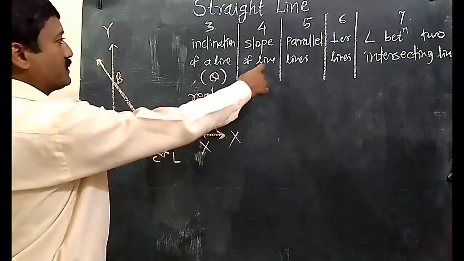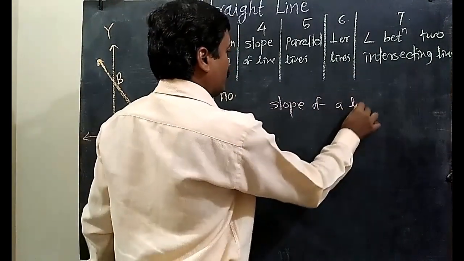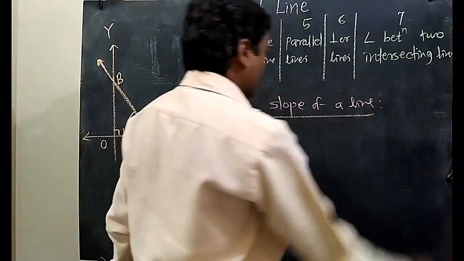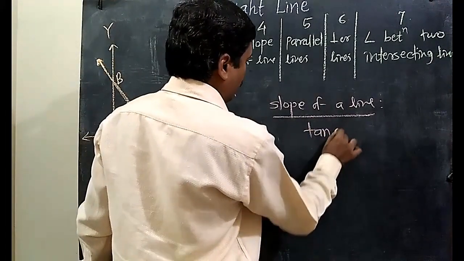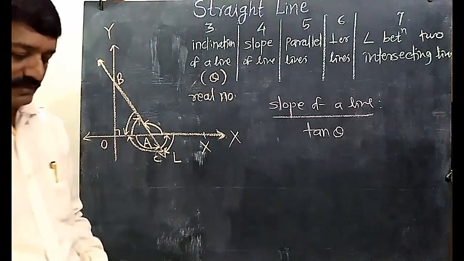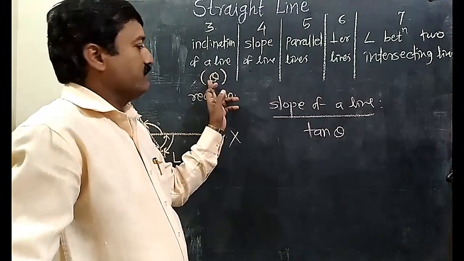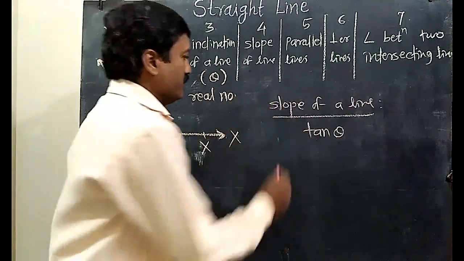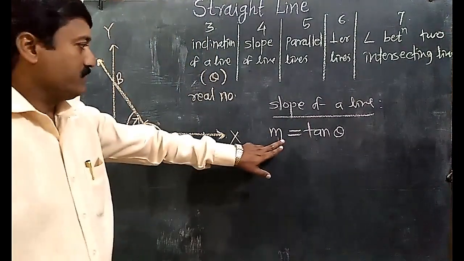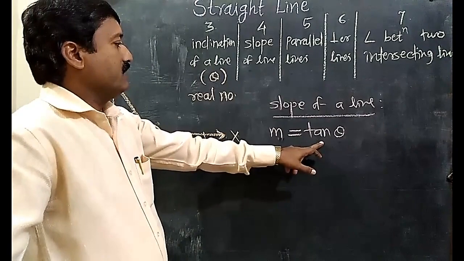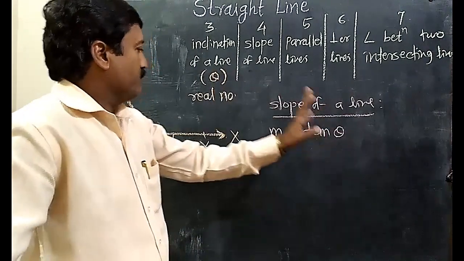Now we will move towards the slope of a line. For slope we will consider the formula tan theta. In words, we can say that the tangent ratio of the inclination of a line L is called the slope of the line, and it is denoted by the letter m. So tan theta is nothing but the slope. This tan theta means the tangent ratio of the inclination.